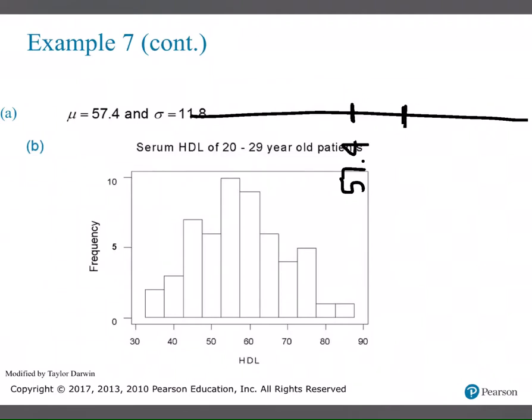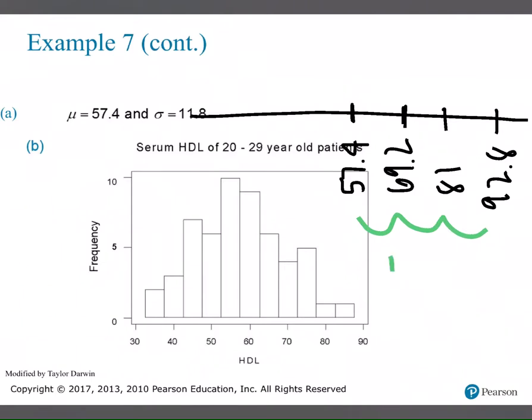57.4. And then as you go to the right, you're going to add standard deviations to get that next value. So my standard deviation is 11.8. So I'm going to add 11.8 to 57.4, which is 69.2. And then I'm going to do it again. 81, 92.8. So basically, for each of these, I added my standard deviation.